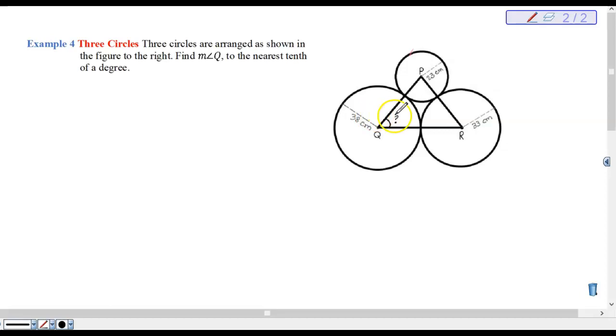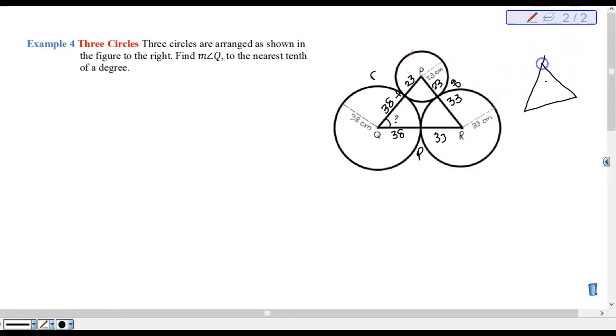And so we're looking for an angle, and it looks like if I add 33, this radius here, and 38, this radius here from the center to the edge, I could get side P here. And then if I take these two radii here, which is 23 centimeters, and this radius here at 38 centimeters, and add those together, that would give me side R. And then over here, of course, from P to R, which would be side Q, we would add 23 plus 33.